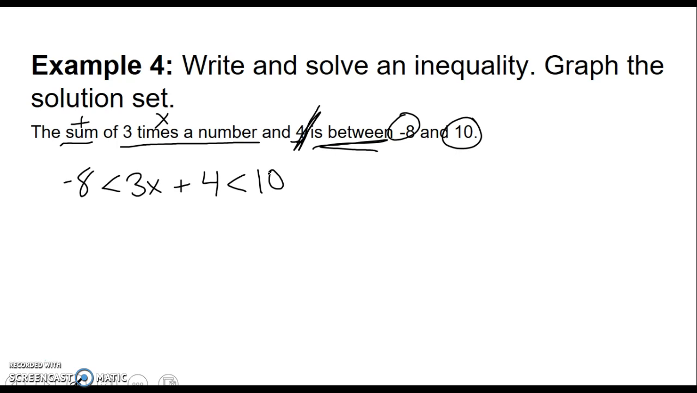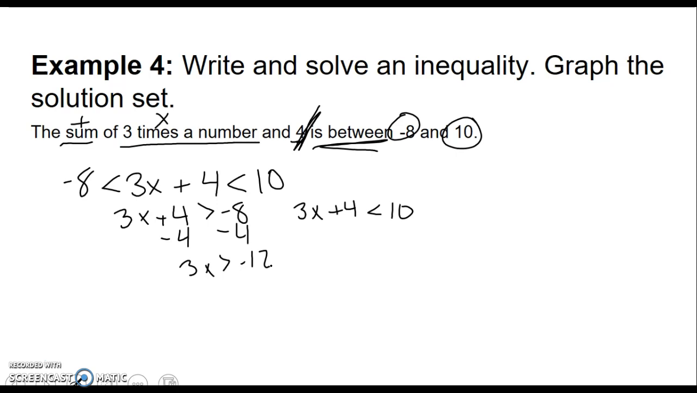So now we're going to solve this. Again, I split this up. I'm going to do 3x plus 4 is greater than negative 8. I just took that first part and flipped it around. Then I set up a second inequality. 3x plus 4 is less than 10. Now I can solve this. I'm going to subtract 4 from each side. I get 3x is greater than negative 12. Divide both sides by 3. I get x is greater than negative 4.